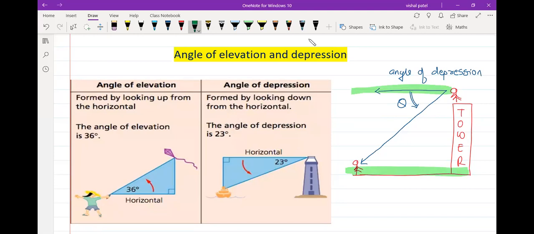So this angle theta and this angle theta are the same. These are nothing but alternate angles. Okay, students, have you understood what is called angle of elevation and angle of depression? Yes, sir.